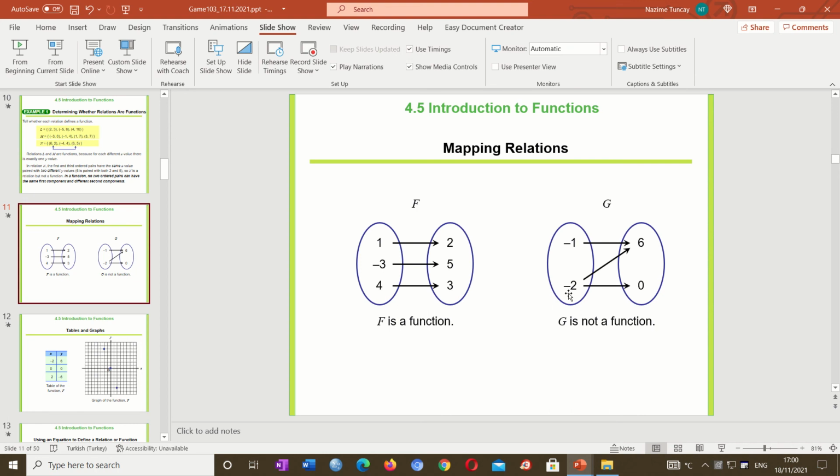We have one element matching with many other elements. It can be 2, it can be 3, more than 1. If we have one element matching with more than one element, 1 to many is not a function. We say it's only a relation. 1 to many is not possible for a function.